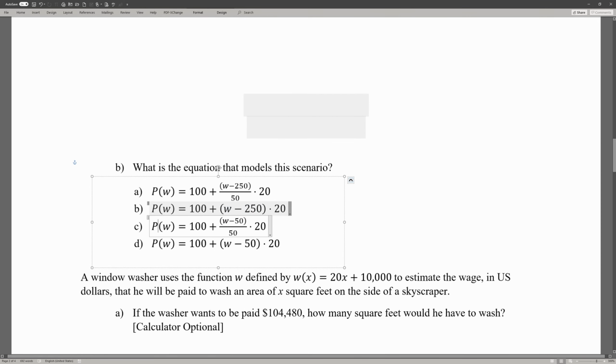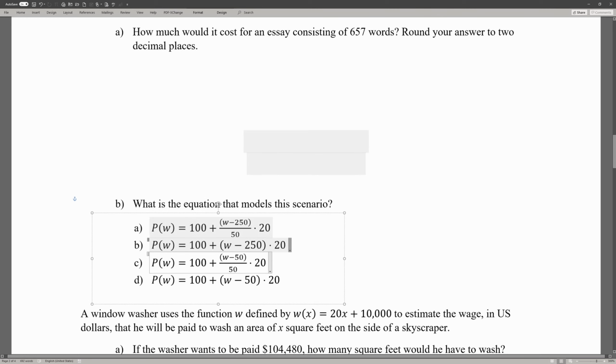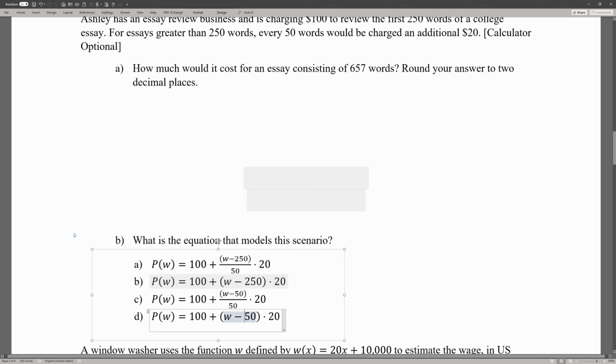C would be incorrect because she starts charging that extra fee for extra words after 250 words. So in this case, if we plug in like 251, you'll still be multiplying this term because it's greater than 50. And lastly, there is no denominator, and it should be minus 250 instead of 50 because she charges $20 for every 50 word group after 250 words. So in this case, A is going to be the solution.